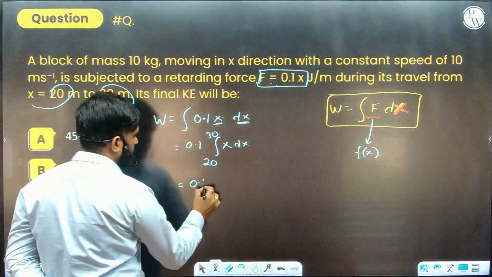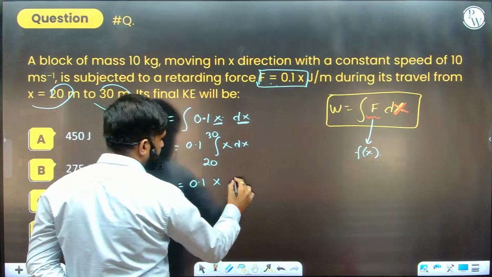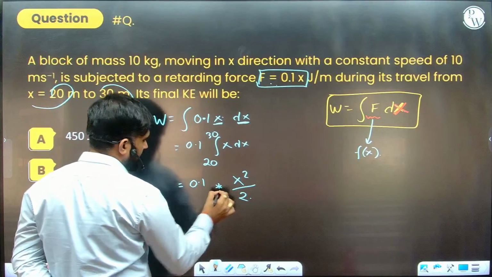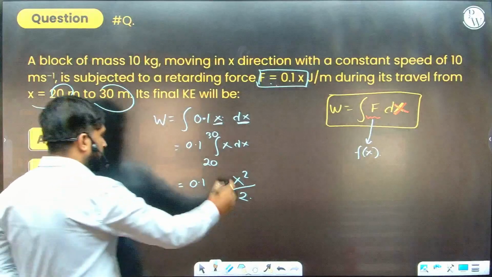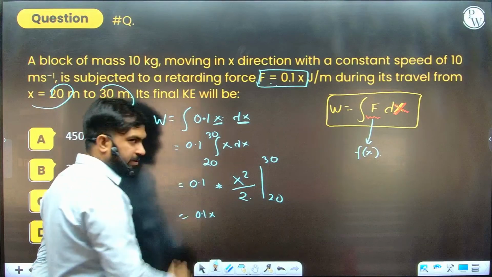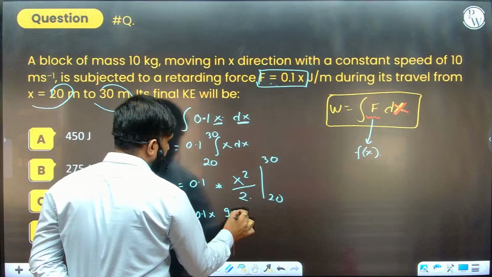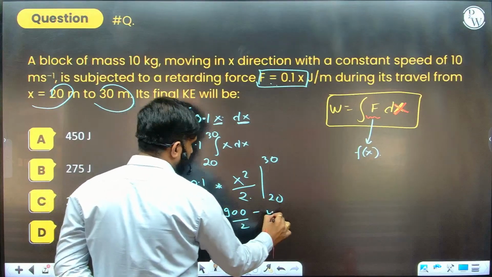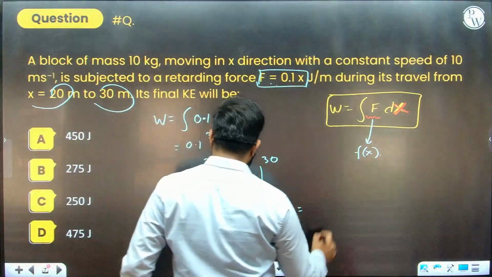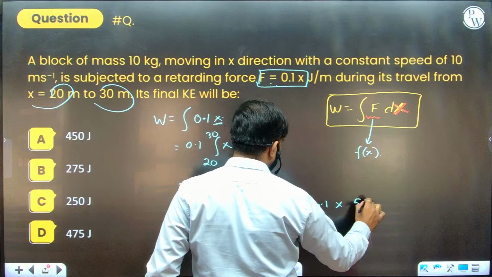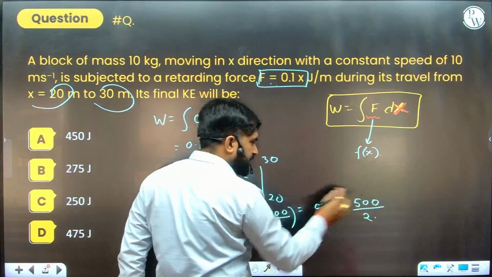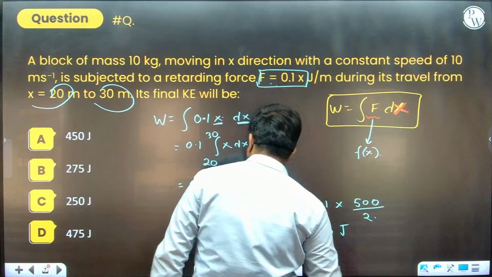So this is 0.1 times, and integration of x dx is x square by 2. This one is the multiplication sign, don't get confused. x square by 2. So put the limits 20 to 30, 0.1, let's leave it here. So 30 square will be 900 by 2, and 20 square will be 400 by 2. So that is your 500. So 0.1 into 500 by 2, which is nothing but 0.1 into 500 is 50. So 50 by 2 is 25.